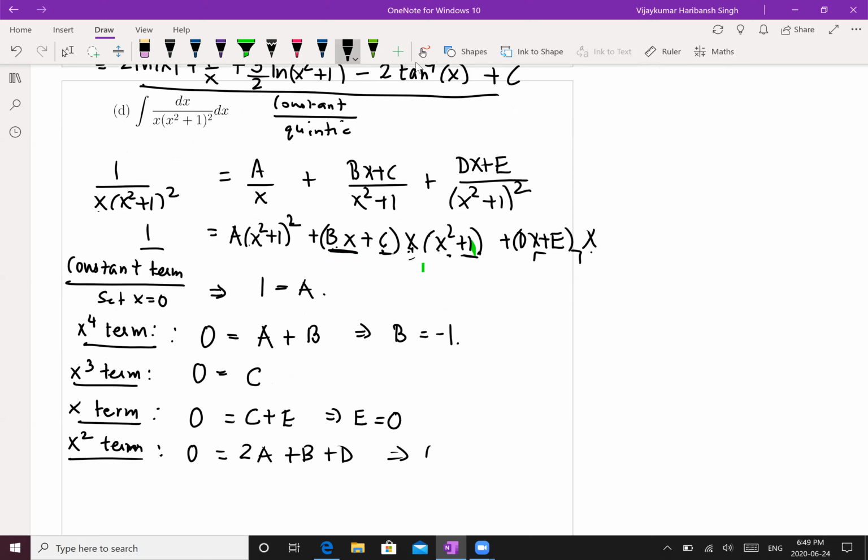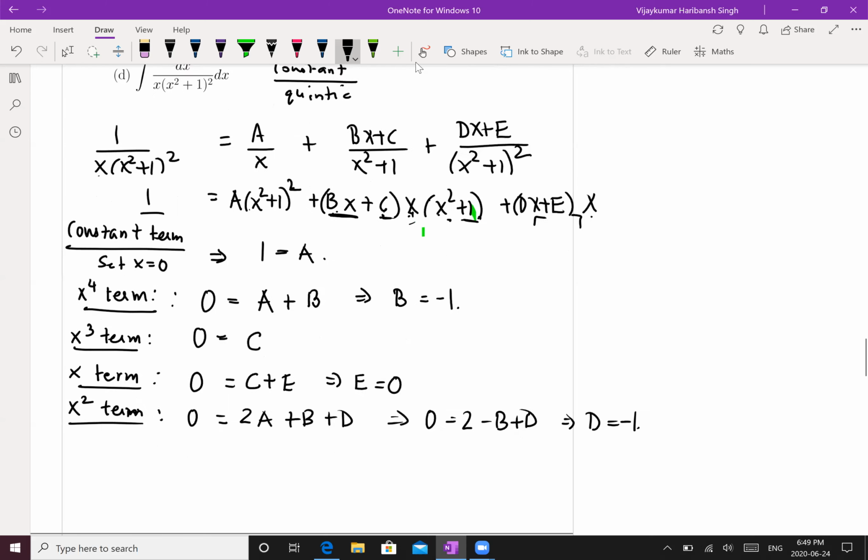So I get 0 equals 2 minus b plus d. So this will give me d equals to, we bring it on the other side, you get d equals to what? So d equals -1. So we got all these terms now.